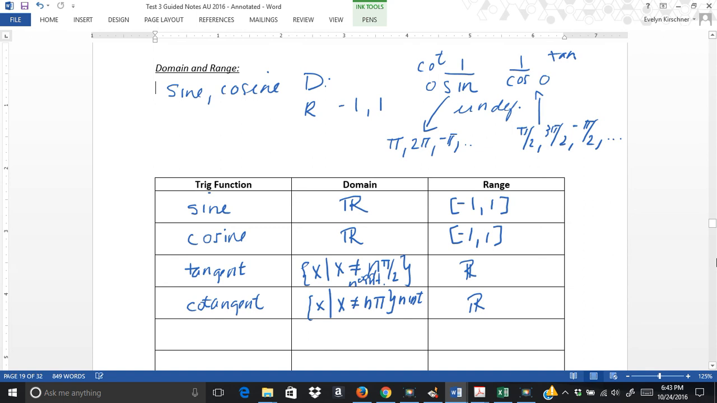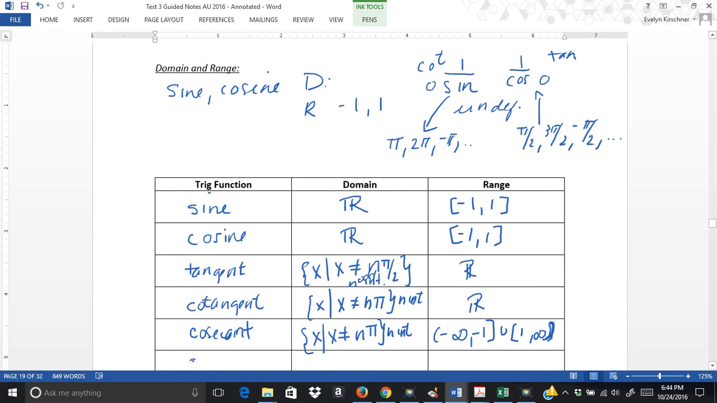So we have 2 more. We have cosecant, and that's 1 over sine. Its domain, because it's 1 over sine, is x, and x can't equal n pi, where n is an integer. And its range is the opposite of what the sine range is. So it's from -infinity to -1, and 1 to infinity, with round brackets, because it's the inverse, so it's not at -1 to 1.